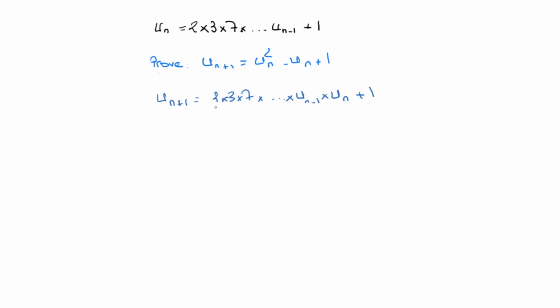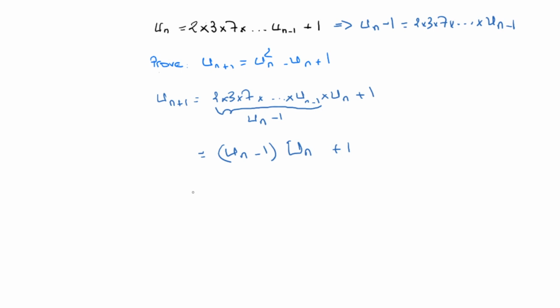So this one right here, U2 times 3 until U(n minus 1), is exactly, if we go to the first one, we can write it down as UN minus 1. If we move the 1 to the other side, we have UN minus 1 equal 2 times 3 times 7 times U(n minus 1). So this one is UN minus 1. So this equals UN minus 1 times UN plus 1, which is equal to UN square minus UN plus 1. This is the proof for this equation.